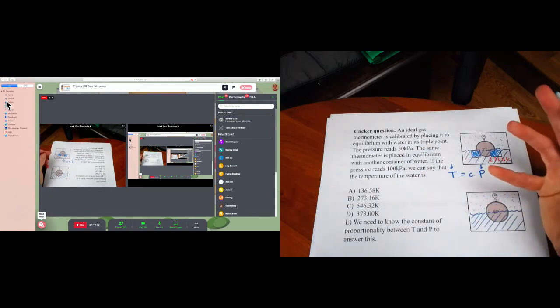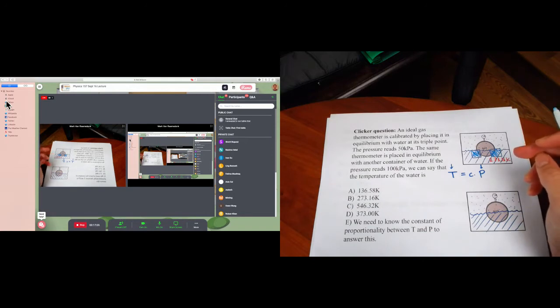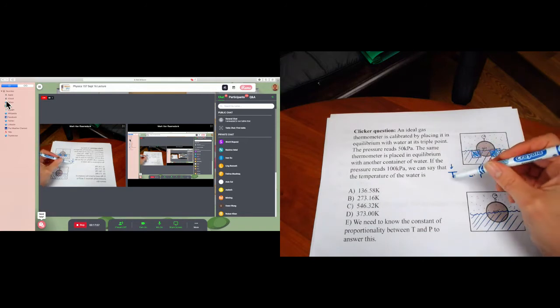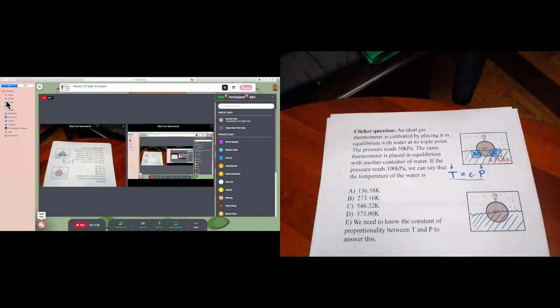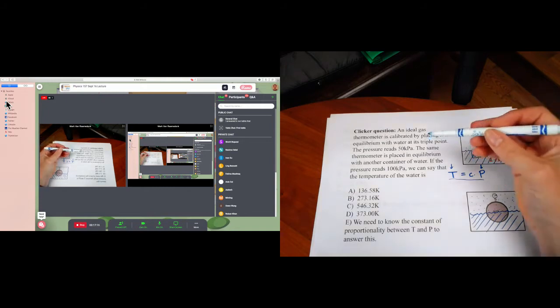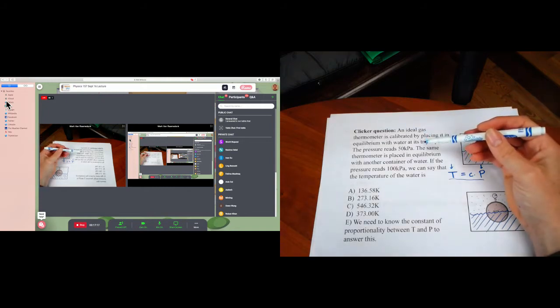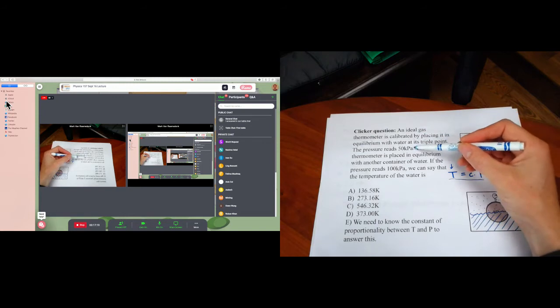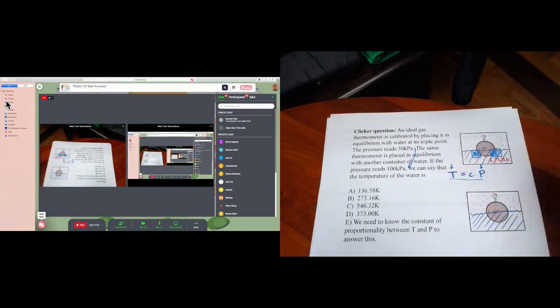But there's a slightly simpler way to think about it. In words, we can use the idea of proportionality: if you double the temperature, you're going to double the pressure. And similarly, if you see a doubled pressure, that means the temperature is doubled. That's really what's going on in this question.